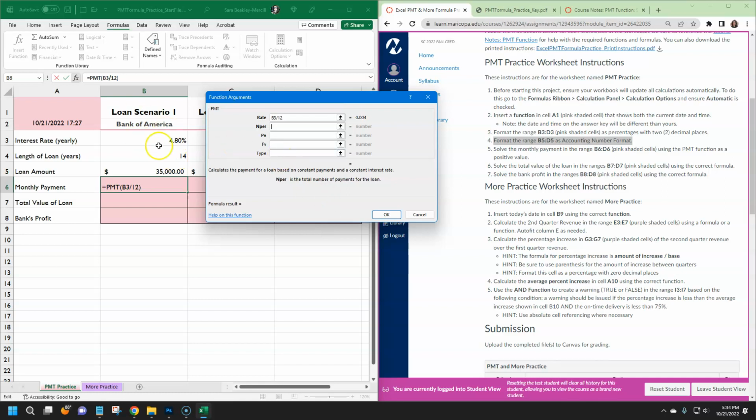For how long? Well, for B of A, it's for 14 years. So again, this is in years, and I need it to be in months when I put it into the dialog box. So you want to convert 14 years to months. Do not do it in your head. Do not type the answer in.